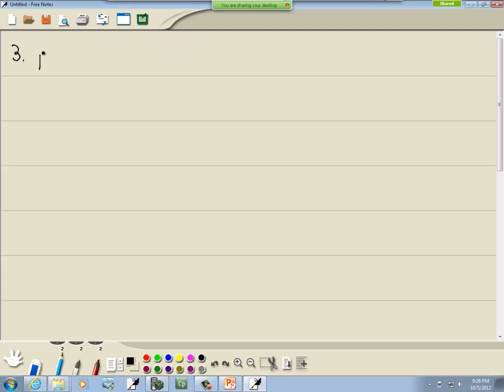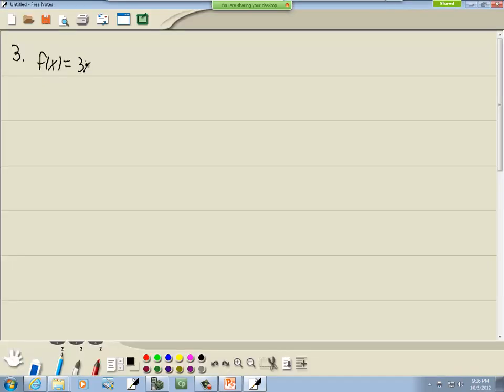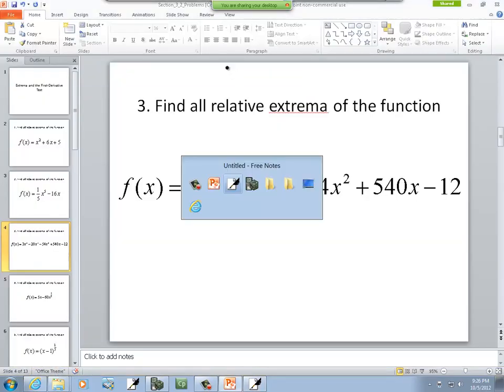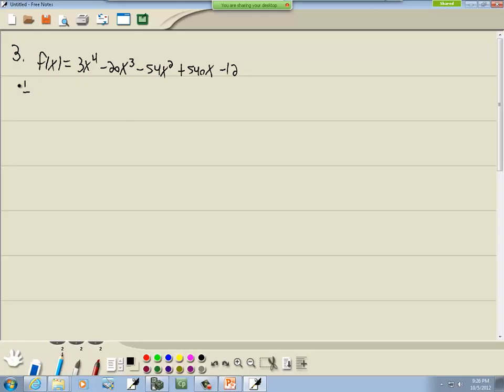We've got f of x is equal to 3x to the 4th minus 20x to the 3rd minus 54x squared plus 540x minus 12. Same instructions, find all relative extrema. So go through our steps. First step is to find our derivative.